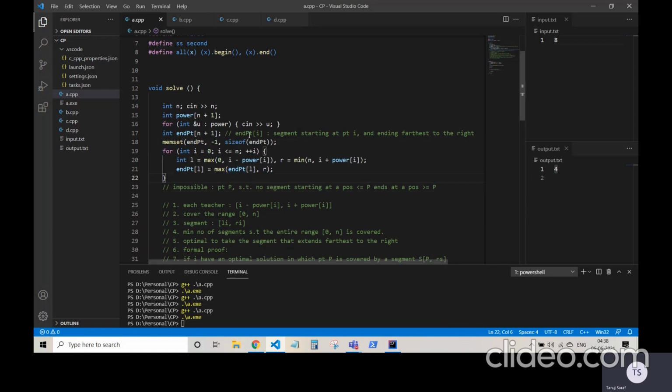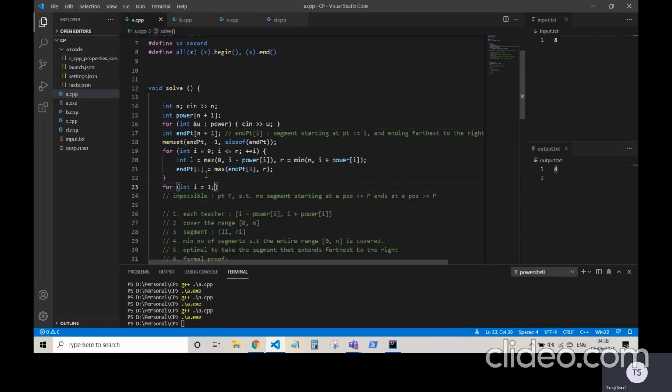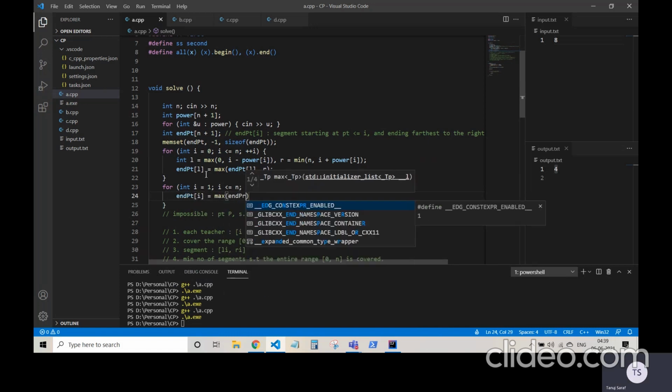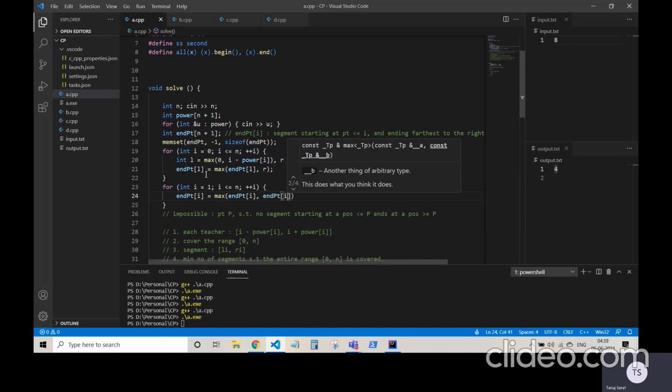So for doing this, let's slightly modify the definition of endpoint[i]. Instead of saying that it is the segment starting at point i, let's say it consists of all the segments that start at a point less than or equal to i, and they end farthest to the right. For doing that, we can simply take a prefix maximum. The endpoint of i would be the max of its current value and the endpoint of any segment that started at the previous value.